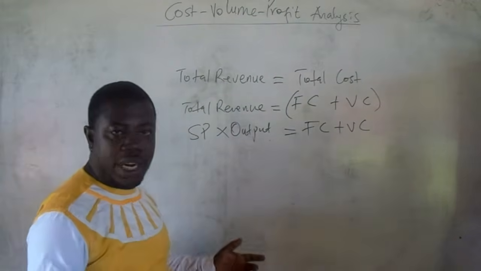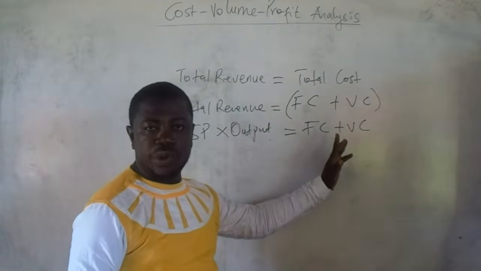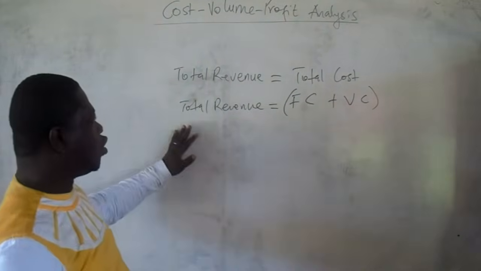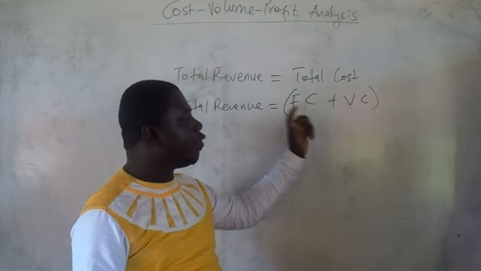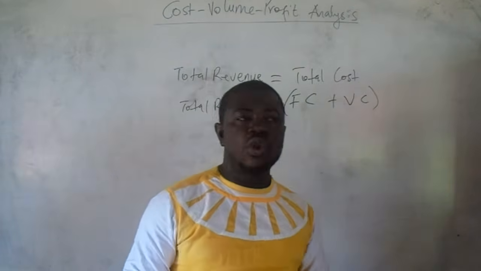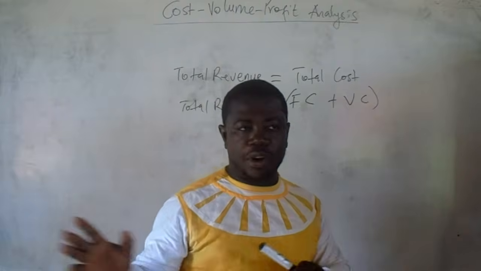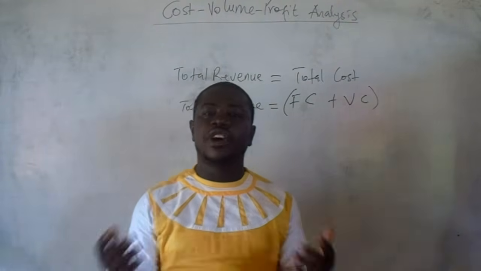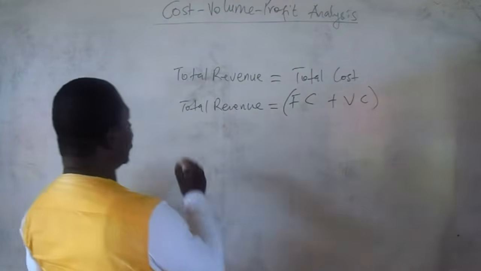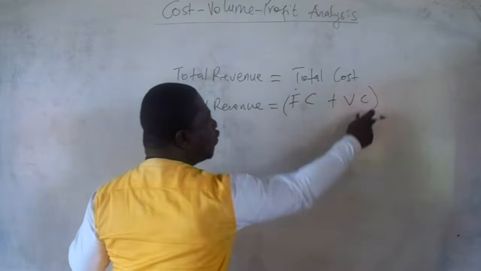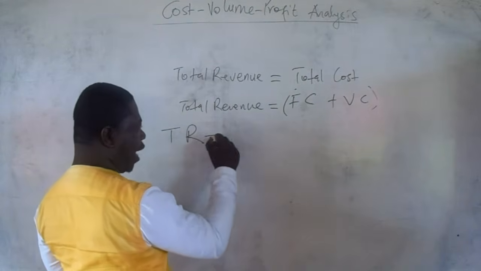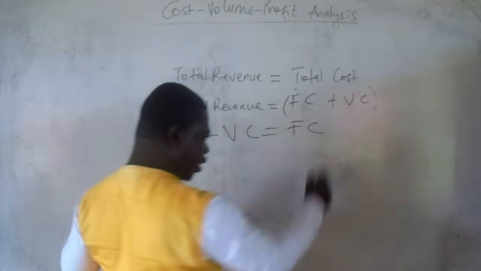Now, what we are focusing on now is to find contribution. So we know that total cost is fixed cost plus variable cost, and so total revenue should be equal to fixed cost plus variable cost. Now, we have a concept that we call contribution, and contribution is different from profit. Contribution is when you have taken out your variable cost from your total revenue, and that should be equal to your fixed cost. And so if we bring the variable cost to the other side of the equation, we are going to have total revenue minus variable cost. That will be your fixed cost.